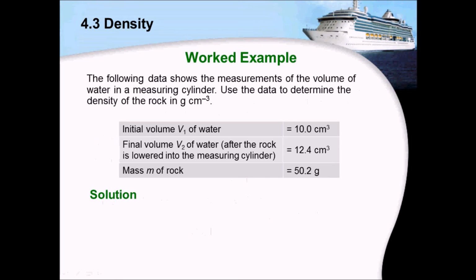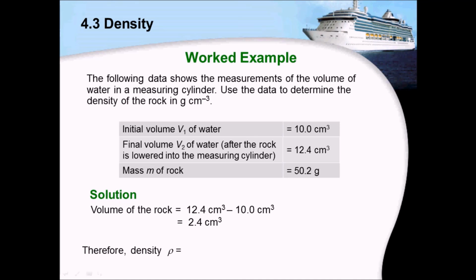Pause the video and try the question now. I hope that you have already found the answer. If you want to find the density of the rock, very simply you must first find the volume of the rock, which is the final volume of the water subtracted by the original volume of the water, V2 minus V1, which gives you 2.4 cm³. The density is given by mass over volume, which is 50.2 over 2.4, which gives you 20.9. So this is again quite a straightforward question.